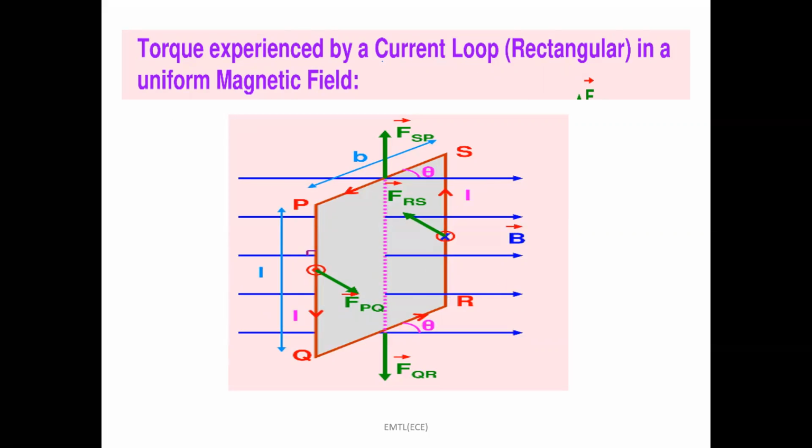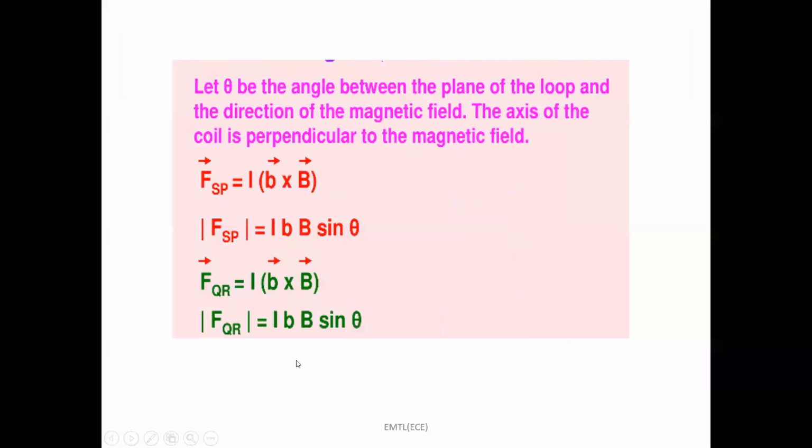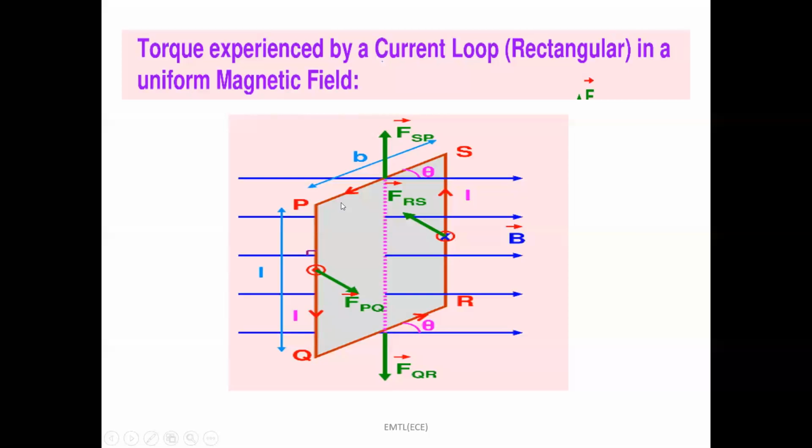Due to that, a torque is acting on the dipole. The torque of the current loop in a uniform magnetic field is expressed as follows, let us discuss that. Let theta be the angle between the plane of the loop and the direction of the magnetic field. When you observe, here it is theta. So this is the loop, and the angle between the loop and the magnetic field.